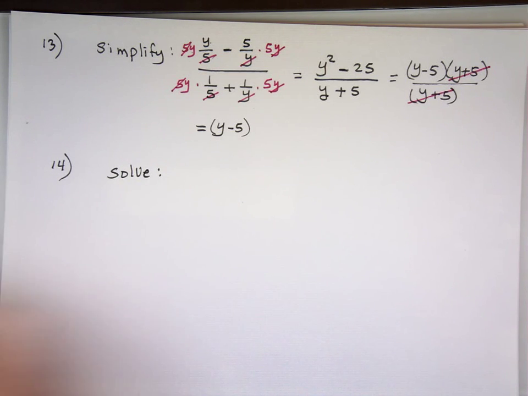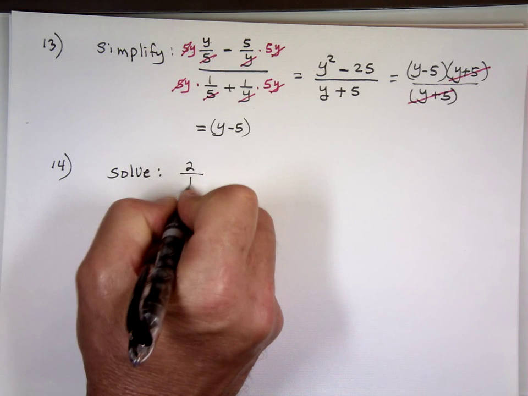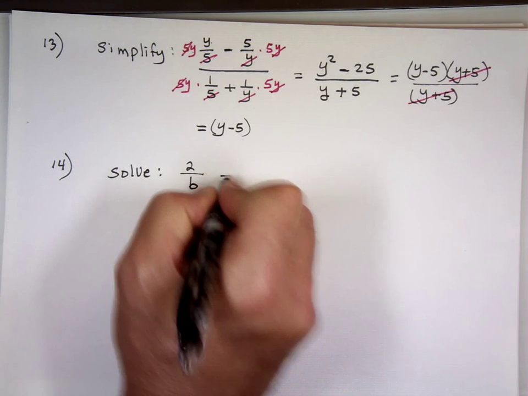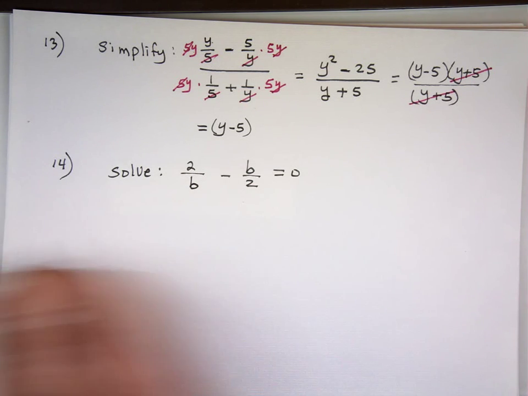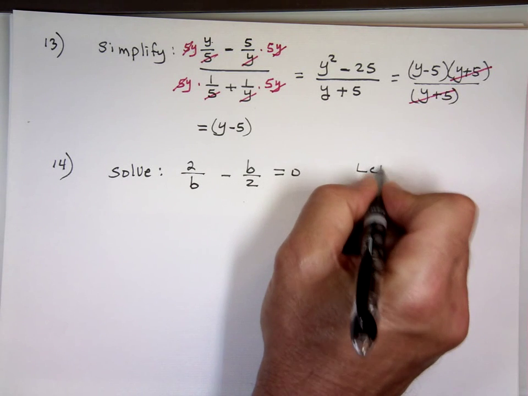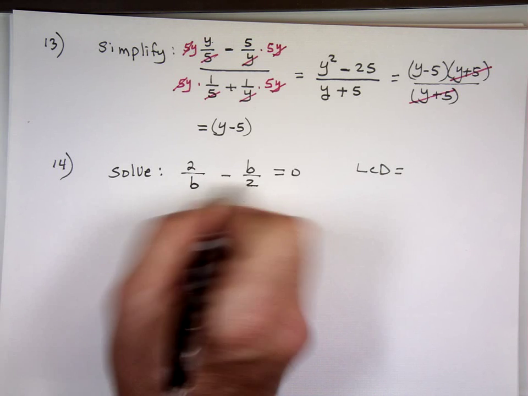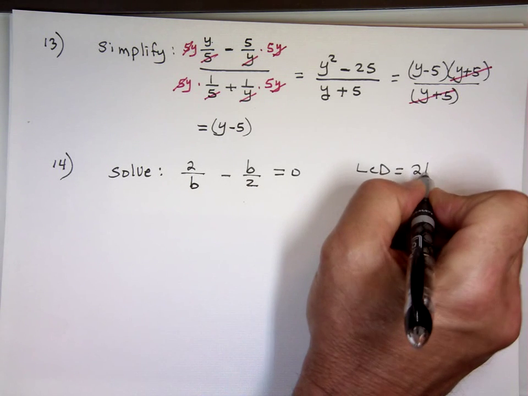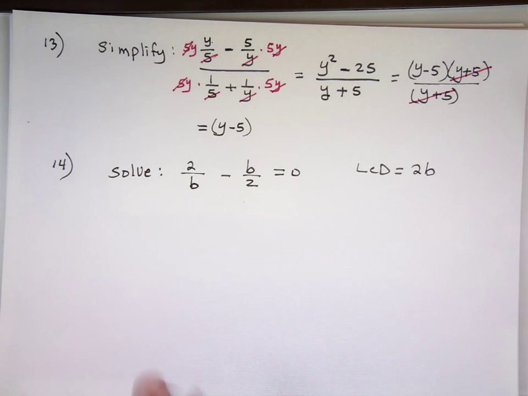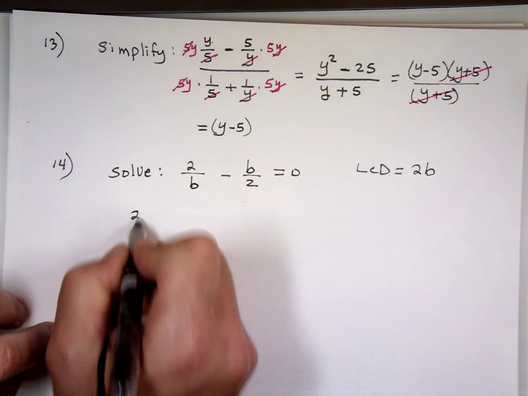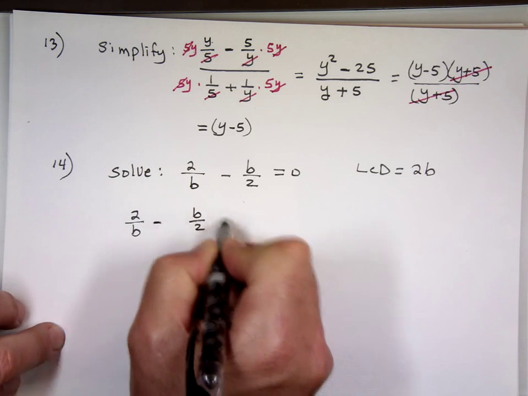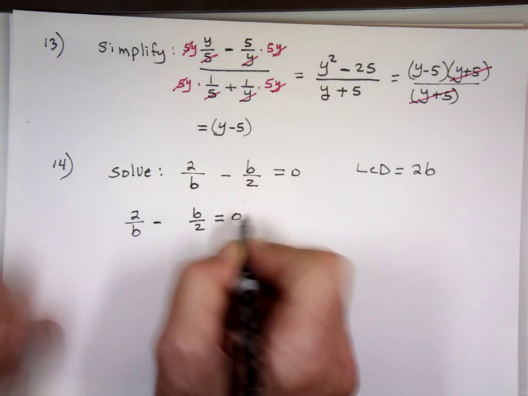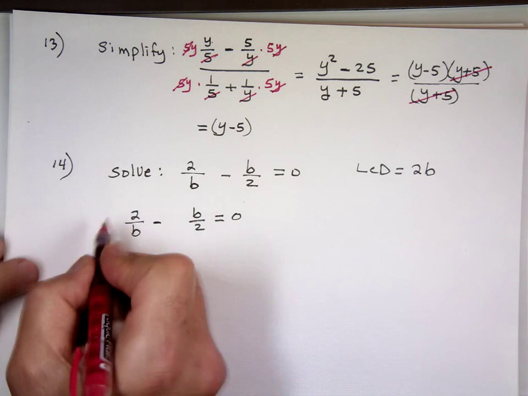Solve 2 over b minus b over 2 equals 0. Again, my LCD is going to be 2 times the b. So let's multiply each one of them by the LCD. So I'm going to multiply each one by 2b.